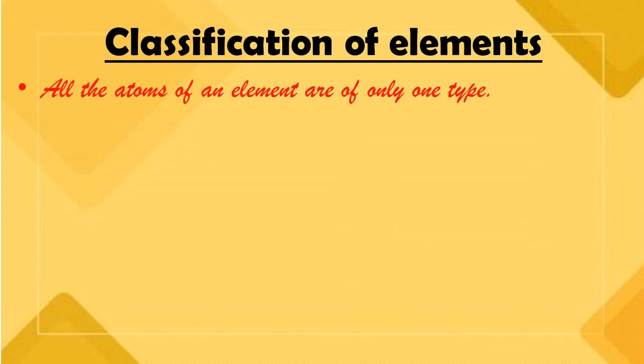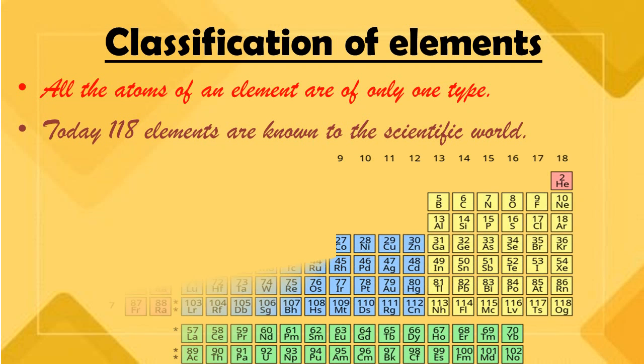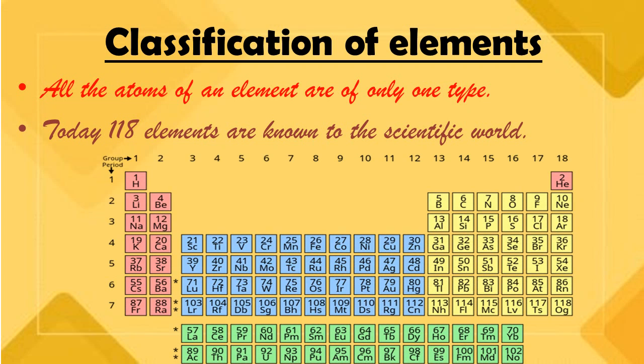Student, you have already studied that all the atoms of an element are of only one type. Until today, 118 elements are known to the scientific world, and here is a periodic table which contains different periods, different groups, and a total of 118 elements from hydrogen to oganesson. And there are different blocks, like S block, P block, D block, F block. We will study them later in this lesson. This is the last element of our periodic table.